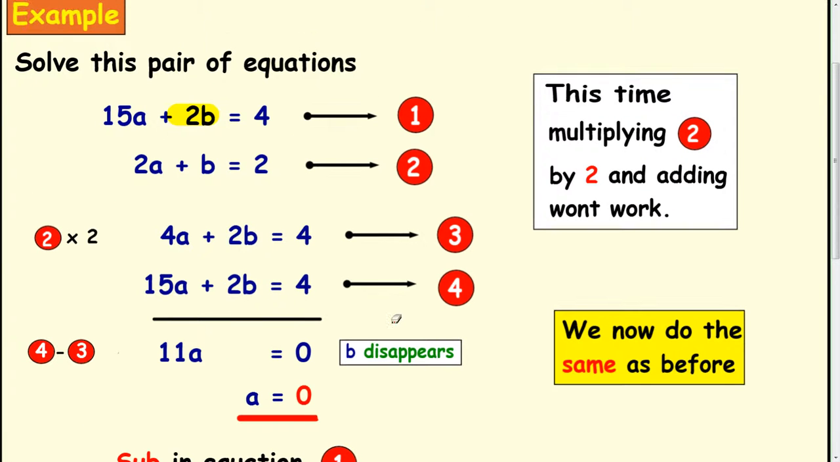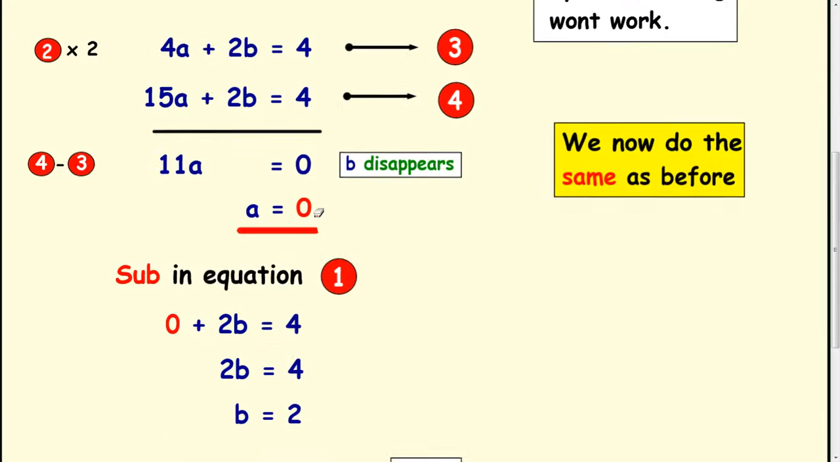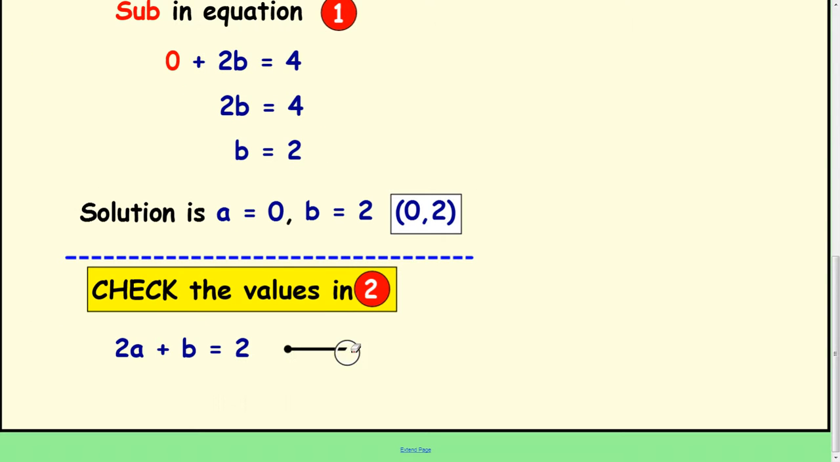Now, just again, double check in equation 2, because we used equation 1 for the substitution, so check it in equation 2, which was 2a add b equals 2. So what are we saying here? a is 0, so 2a is nothing. Add 2, because b is 2. Yep, that makes 2.